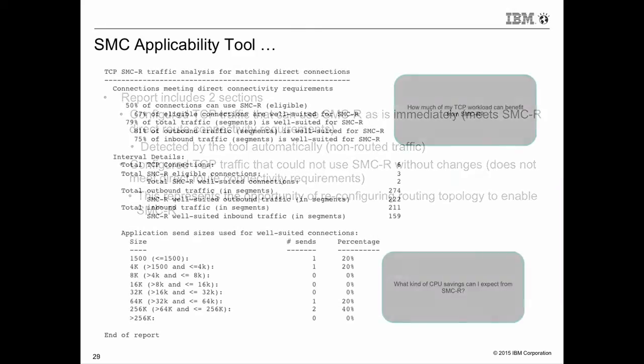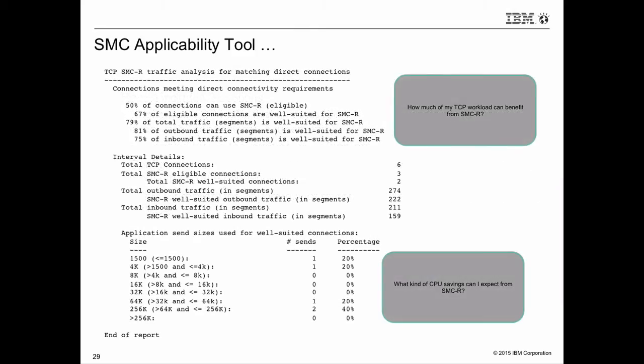provides. So if we move on to the next chart, chart 29, this shows you a sample of the SMC Applicability Tool report. We're not going to go through all the details of this, but if you look at the top section, you'll see a report that talks about connections that meet the SMC-R direct connectivity requirements. In this report, you'll see an analysis that says 50% of your overall TCP connections can use SMC-R. 67% of those eligible connections are well suited to SMC-R. So that gives you a little finer grain about what would be a good match for the protocol.